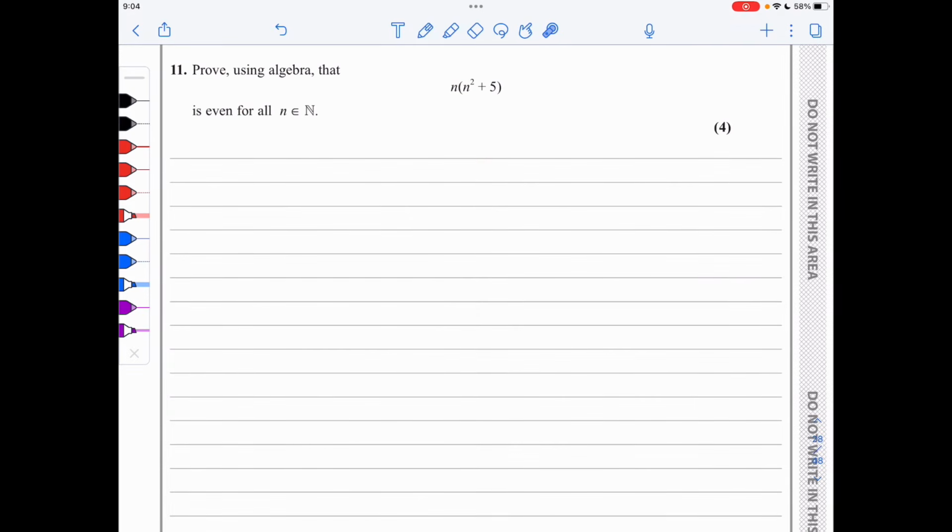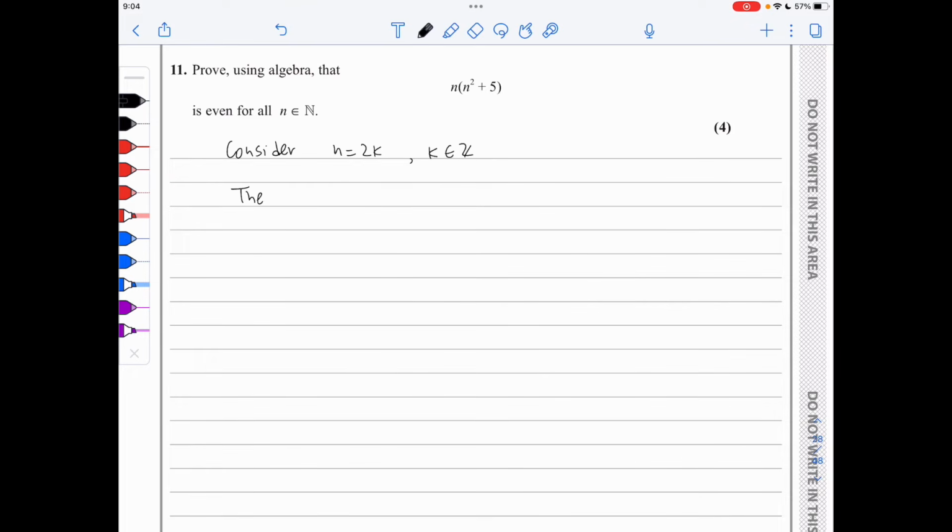In 11, we need to prove using algebra that n times n squared plus 5 is even for all n in the natural numbers. Now, a reminder that the natural numbers are the positive integers. So I will consider an exhaustive approach here where I split all the integers as being even or odd. I will start by considering n being 2k, where k belongs to the integers. So I'm taking first the case that n is even.